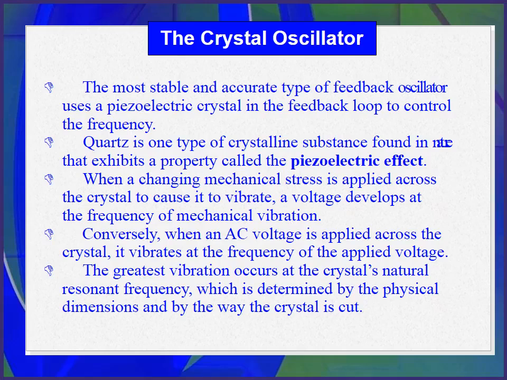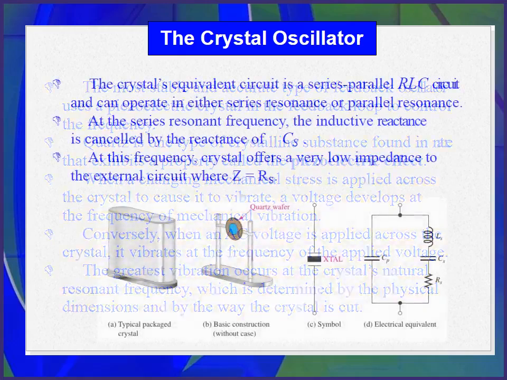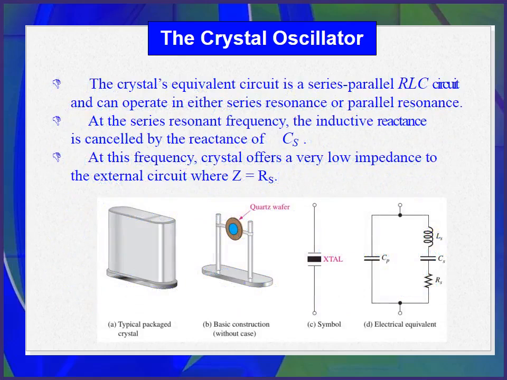Conversely, when an AC voltage is applied across the crystal, it vibrates at the frequency of the applied voltage. The greatest vibration occurs at the crystal's natural resonant frequency, which is determined by the physical dimensions and by the way the crystal is cut. Crystals used in electronic applications typically consist of a quartz wafer. Here the typical packaged crystal, the basic construction of the quartz wafer, the symbol and its electrical equivalent circuit are represented.